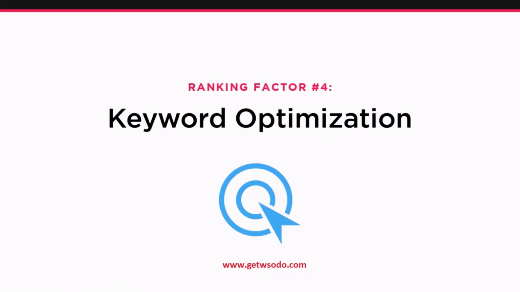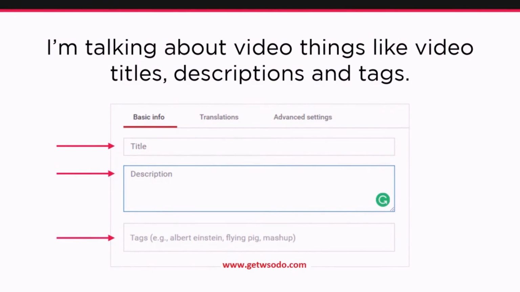Last up, we have keyword optimization. This is a big one. Obviously, for YouTube to show your video to people, they need to understand what your video is all about. And that's where keyword optimization comes into play. And when I say keyword optimization, I'm talking about things like video titles, descriptions, and tags.